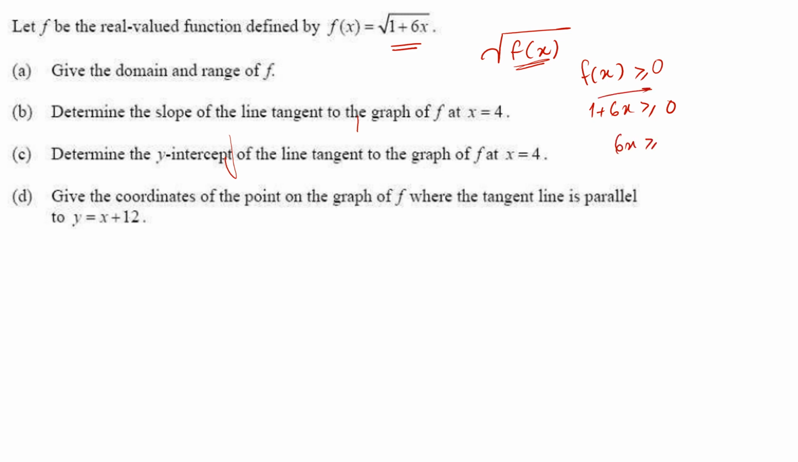Divide both sides by 6 and we will get x ≥ -1/6. It means that the domain is all real numbers which are greater than or equal to -1/6, in which -1/6 is included.